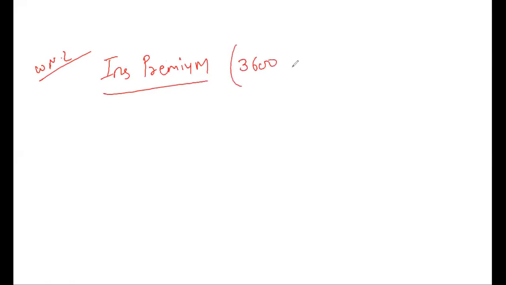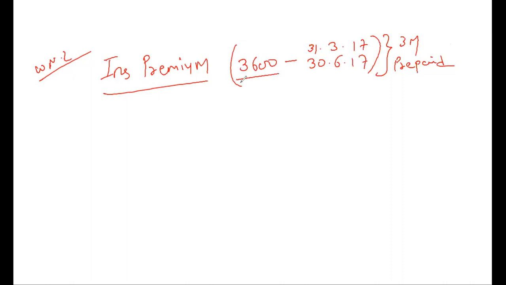Presently, we are talking about this 3,600 insurance premium, which is end on 30th June 17, but our year end on 31st March 17. That means this 3 months is prepaid. This is about prepaid insurance premium for 3 months. Now the question is how much, right? So generally insurance premium is for 12 months. So this 3,600 is for 12 months.